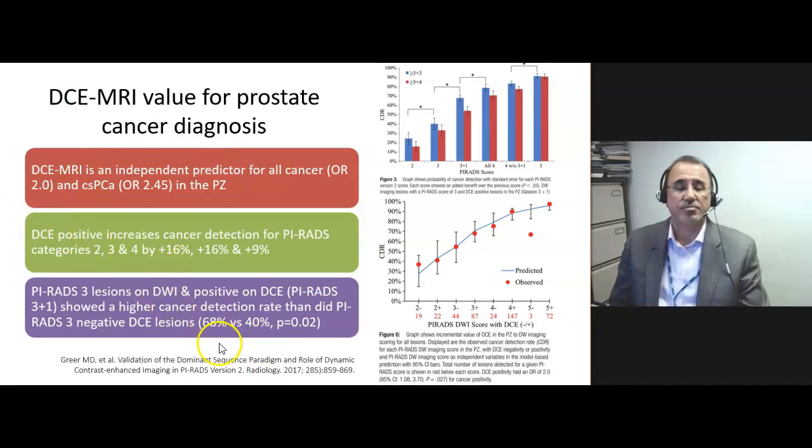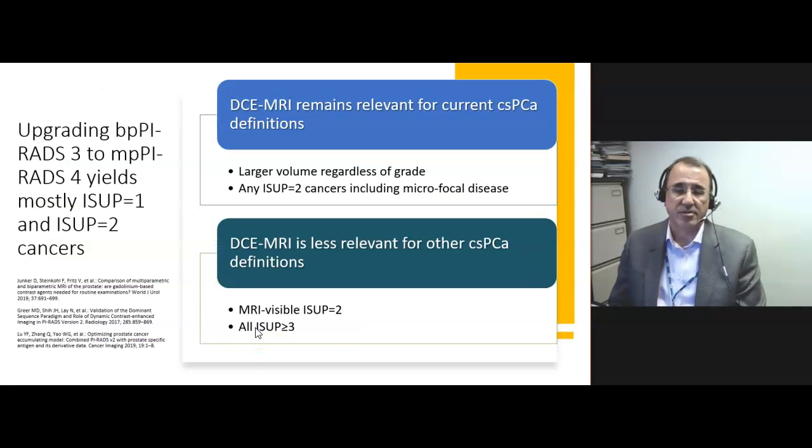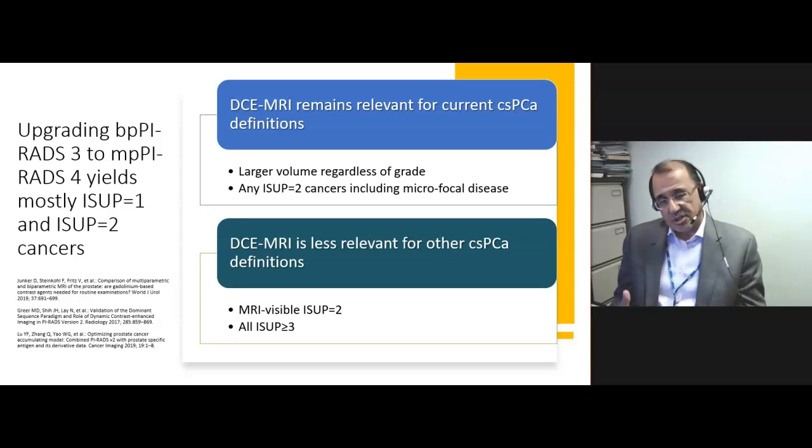And in fact, if you have a PIRADS 3 abnormality that is positive on a DCE sequence, the chance of a cancer is higher than if it's negative, and this is statistically significant. So as we stand today, DCE MRI remains relevant for current prostate cancer definitions.